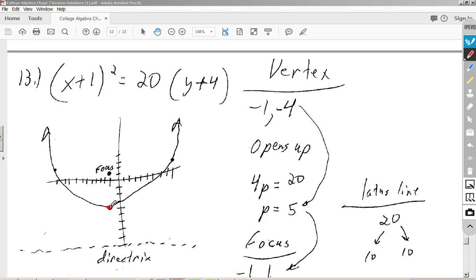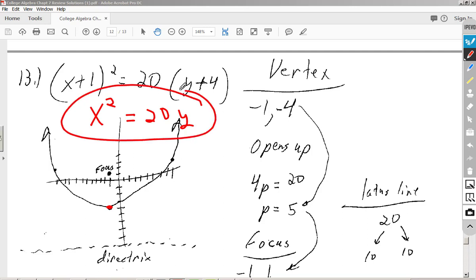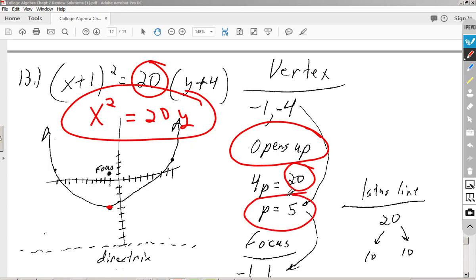Now I have to decide whether it opens up, down, left, or right. So the basic equation is going to be x² = 20y, and that's just rewriting your equation without your shift. Kind of helps you to match it up with problem number 9. From problem number 9, you'll notice that it's going to open up. And so we just now need to find the value of p. I know that 4p is going to equal this number right here. So 4p equals 20. Solve that and I get p equals 5.